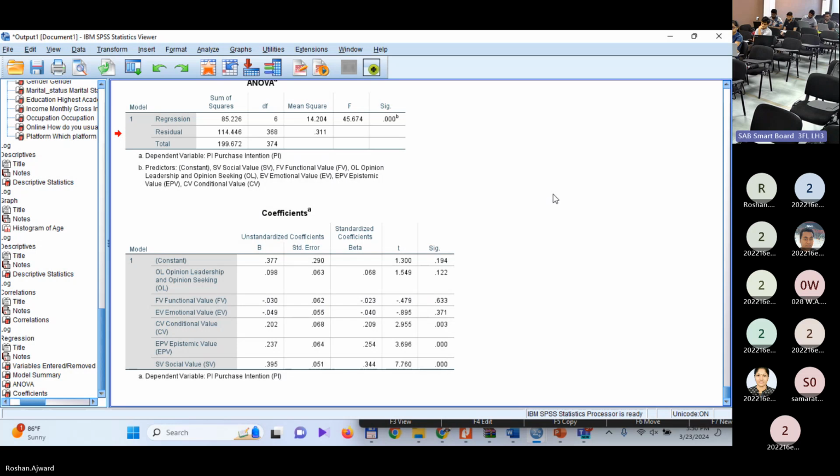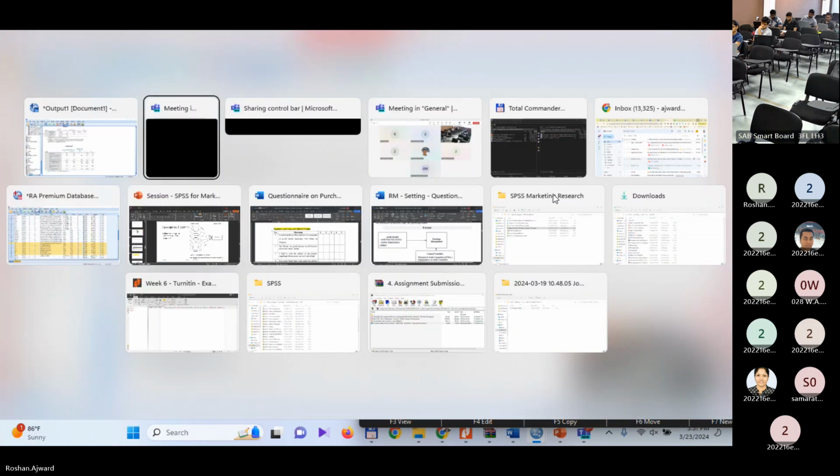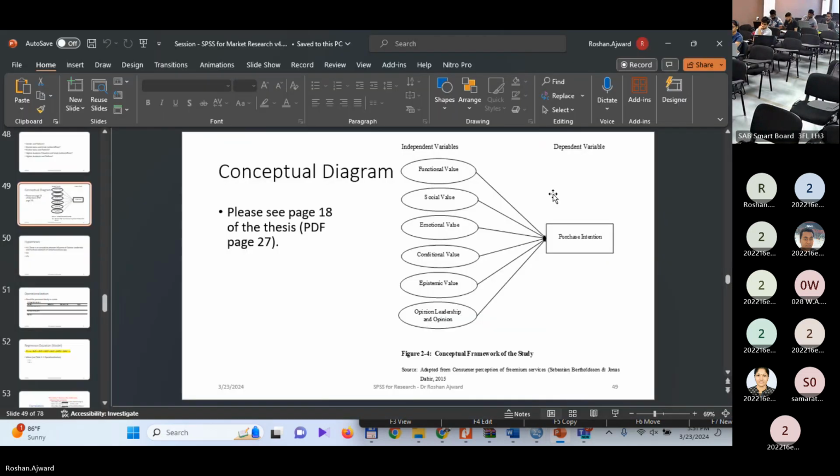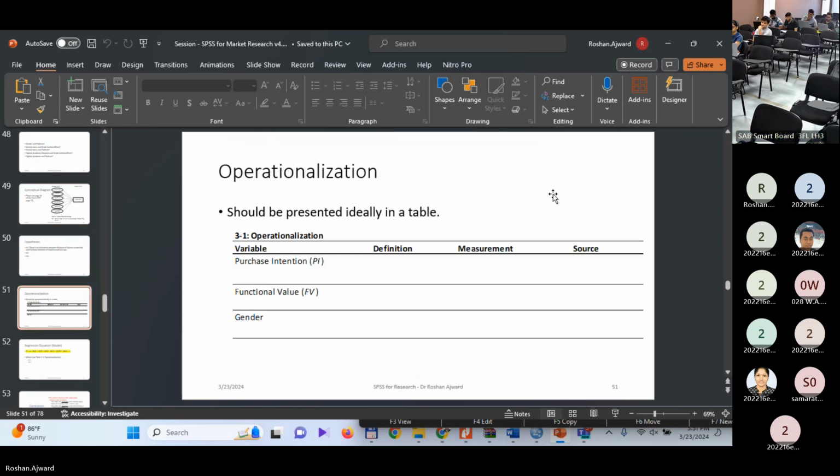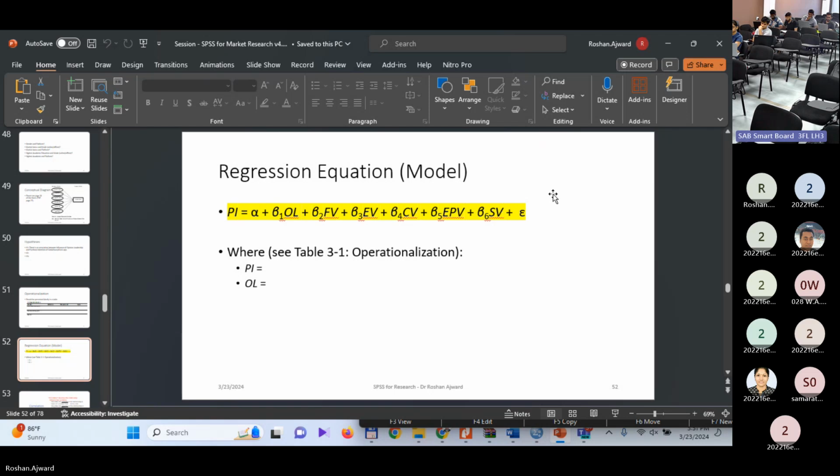Now, earlier I told you whether the equation as a whole is significant. What equation? Let me show you. This equation. This is the equation I was talking about. This is called the model of research.